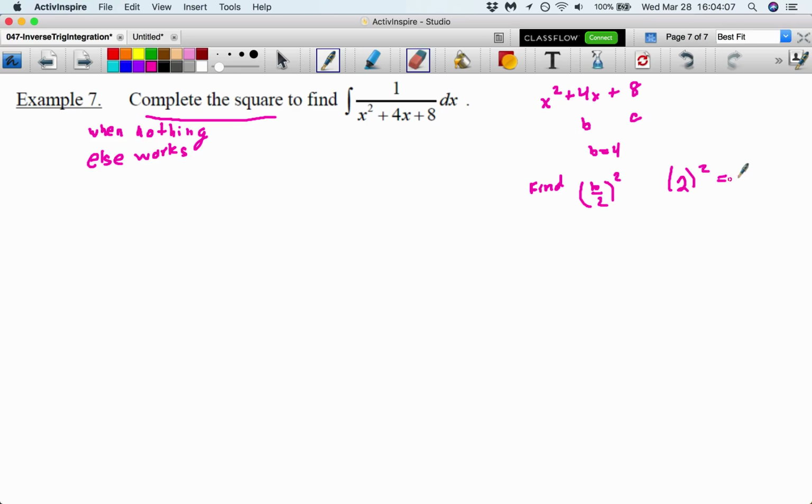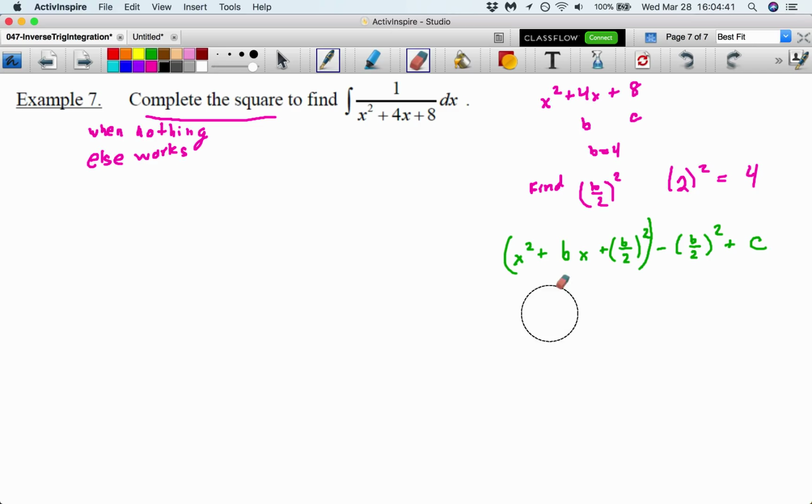2 squared equals 4. So then you want to write this as x squared plus b over 2, plus b over 2 squared minus b over 2 squared plus c. And then this part is a perfect square.